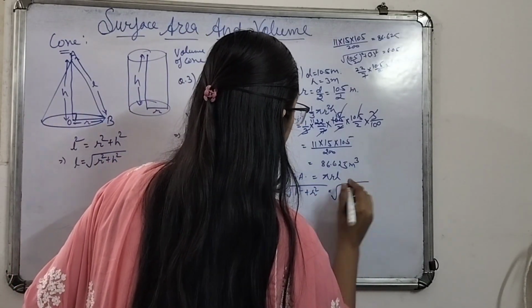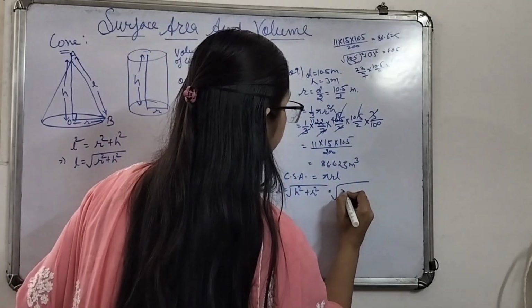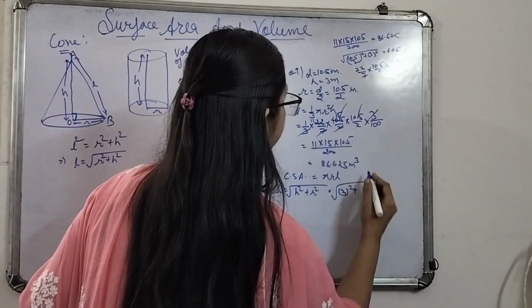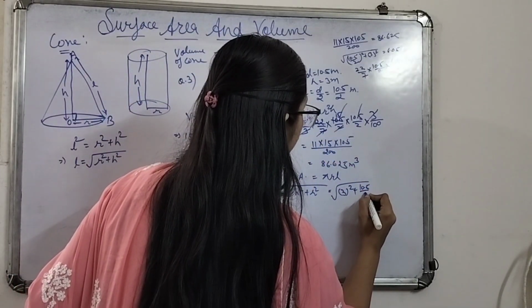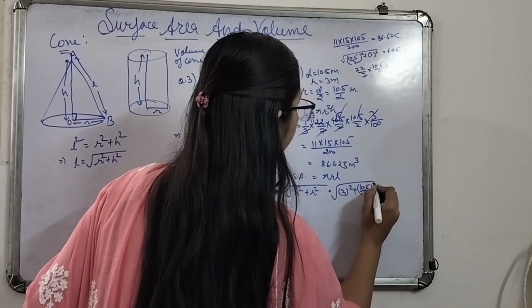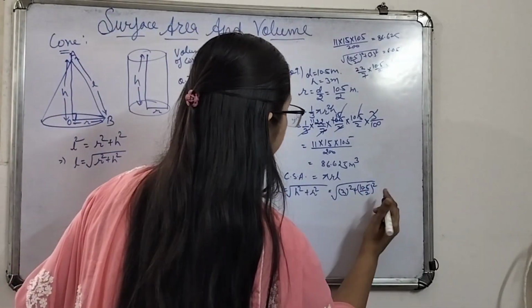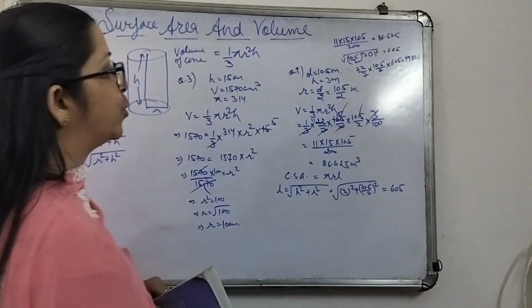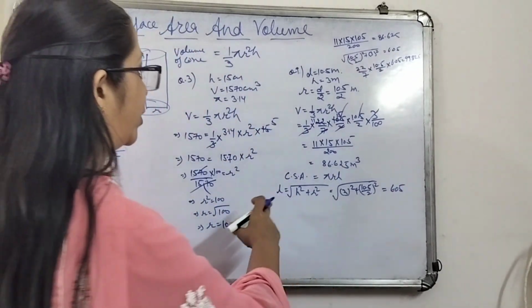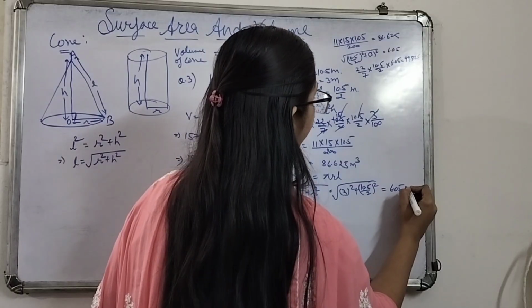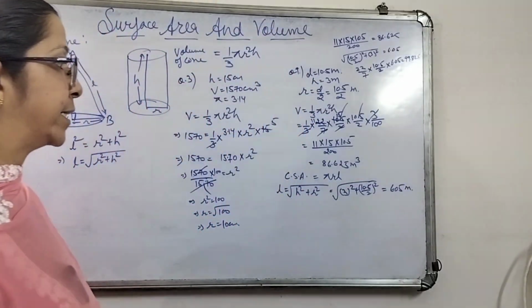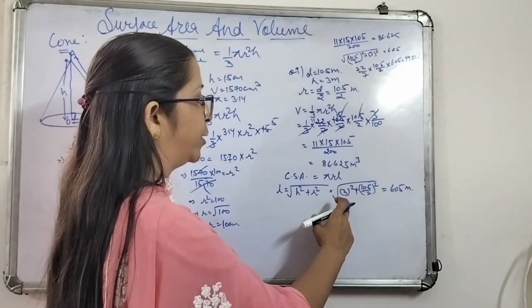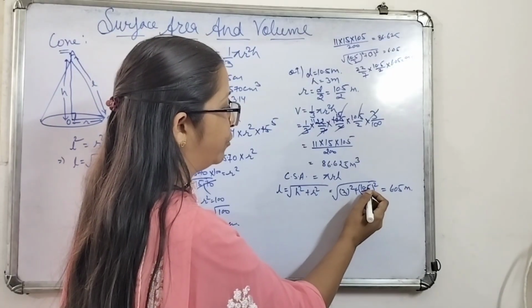So keep the values. H is 3 and R is 10.5 by 2 whole square. If we solve it, the square root will come as 6.05. 6.05 will be the value of L and it will be in meters. This is your slant height. We will be solving the square of 3, which is 9, and over here 10.5 over 2.